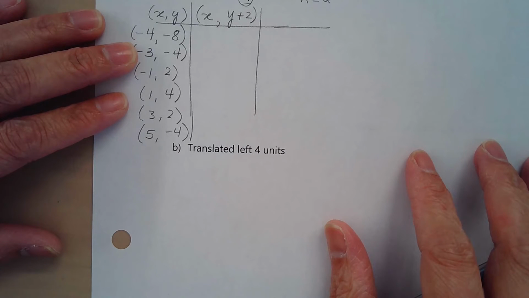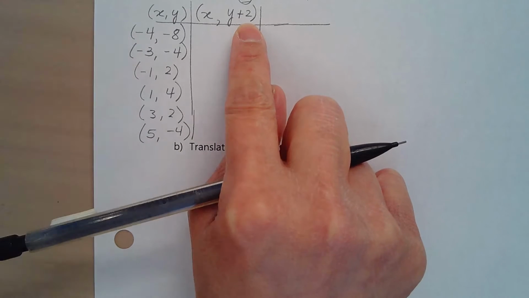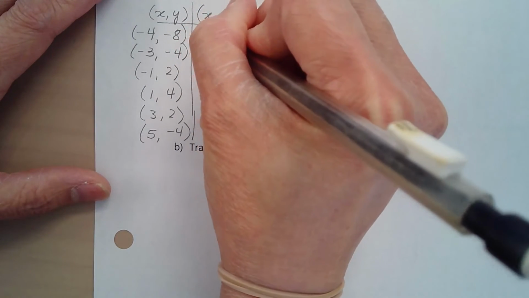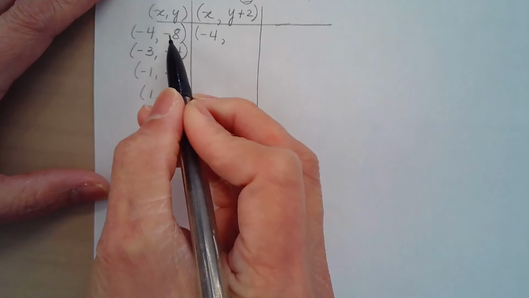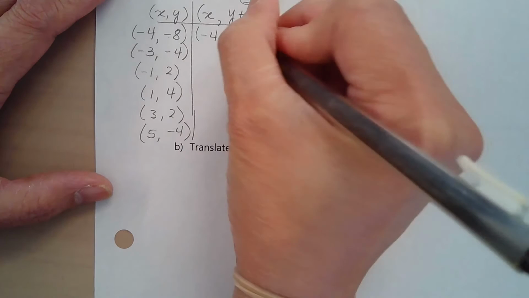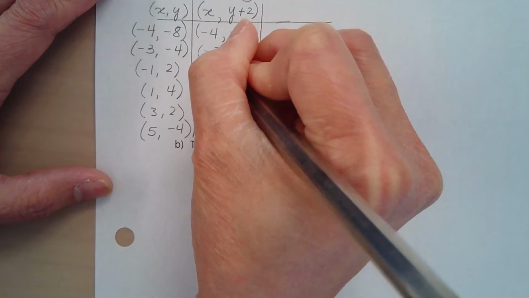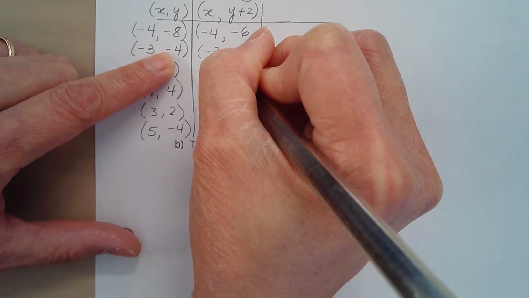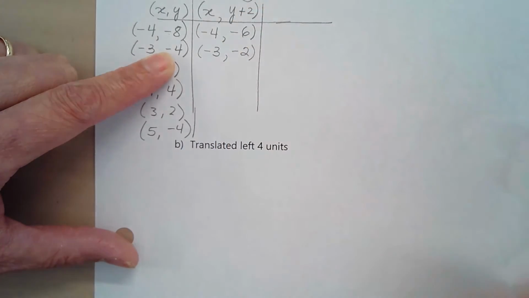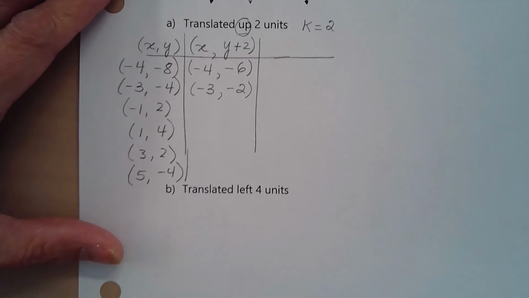So what's going to happen? The x's are going to stay the same, the y will be added to. Okay, so let's do that. It's going to be -4, comma, the -8 is the y, so -8 plus 2 is now -6. -3 stays the same for x, and the y will become -2. And I've got to put it in brackets because these are coordinate points, so I want to make sure that I'm putting them in brackets.